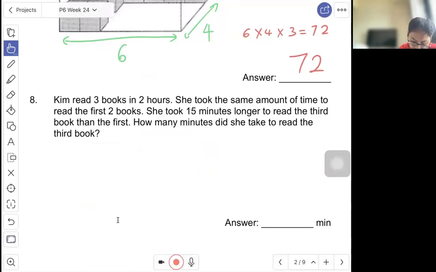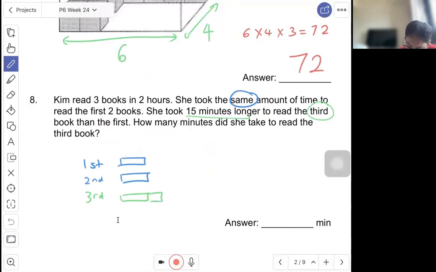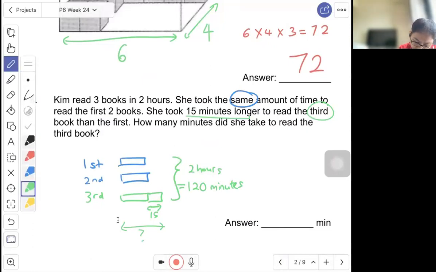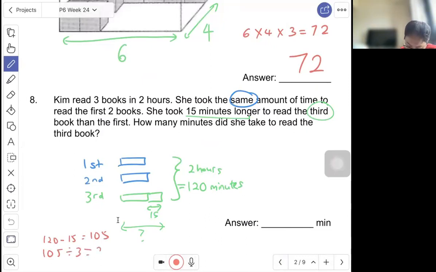For question 8, they say Kim read 3 books in 2 hours. She took the same amount of time to read the first 2 books, but 15 minutes longer to read the third book than the first. How many minutes did she take to read the third book? The first and second book are the same, whereas the third book is longer by 15 minutes. The total is 2 hours, that is 120 minutes. To find the third book, take 120 minus the 15, divided by 3. So you have 35, that is for the first book. To find the third book, you need to add back the 15. So the answer is 50 minutes.